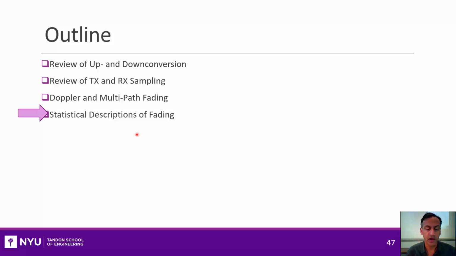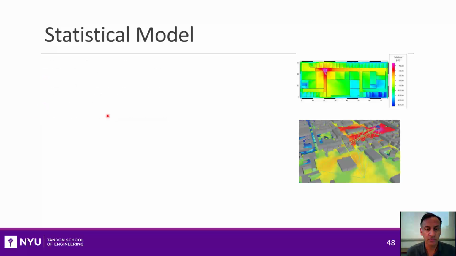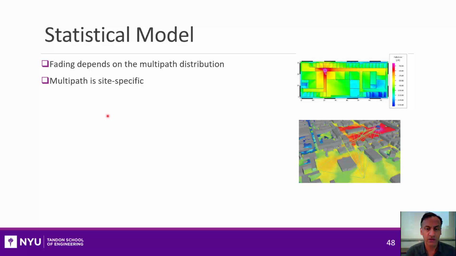All right, in this final section, what I want to do is talk about how to statistically describe fading. So as motivation for that, fading, of course, depends on the particular multipath distributions, and specifically the gains and the angles of arrivals of the different paths. But of course, multipath in general will be site-specific.